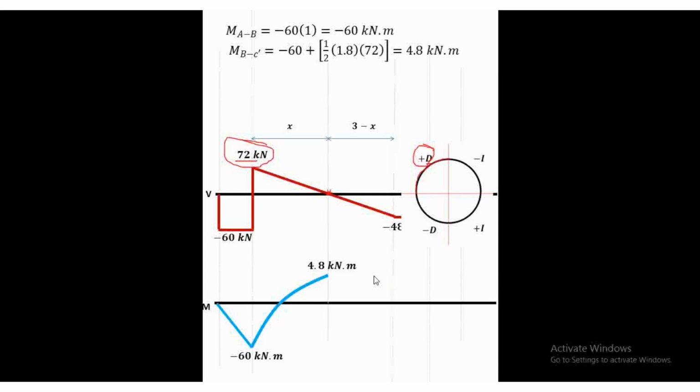Ay, isa pa. From point C prime to C. Again, nag-end ako kay 4.8. I'll start with 4.8. And since yung triangle natin, itong point na to is nasa baba, so that is negative. And the area of this triangle is 1/2. My base is this one, 3 minus x. And my height is 48. Now, in putting that in my calculator, that is negative 24.